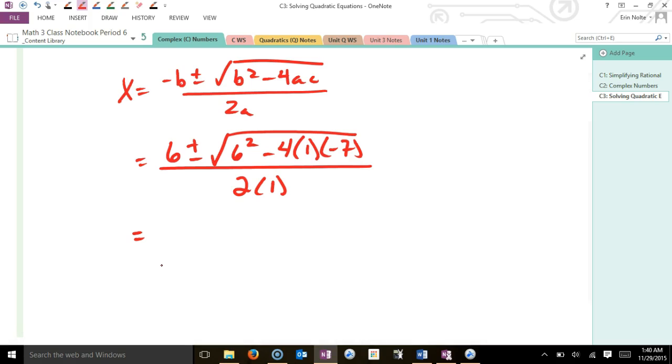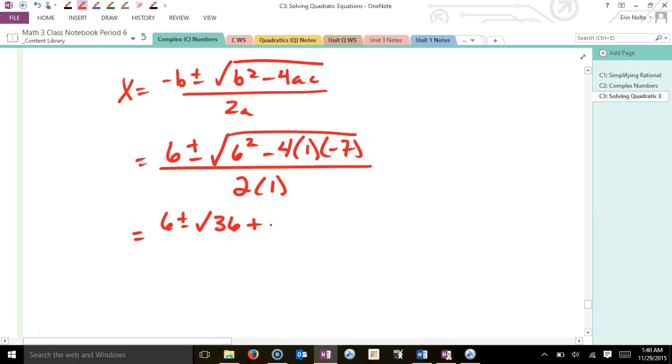Okay, so in order to simplify the quadratic formula, I always start by simplifying the inside of the square root piece first. Okay? So on the inside, I have 6 squared. What's 6 squared? 36. Okay, and then does everybody see that after that I have minus a negative? See, there's 2 negatives after that? So what does minus a negative make? Positive, so I'm going to say plus.